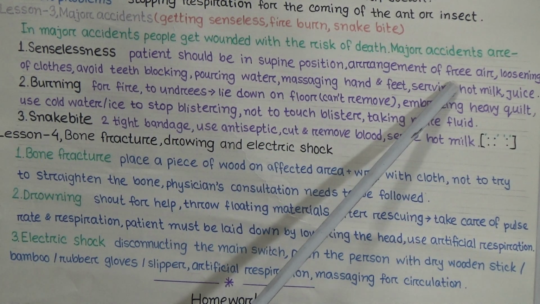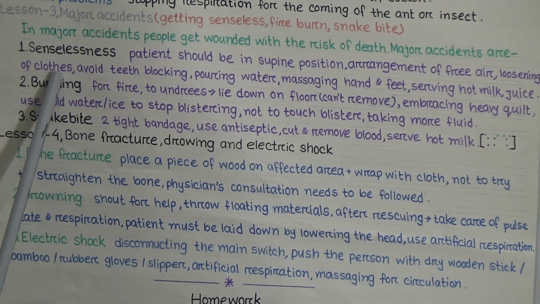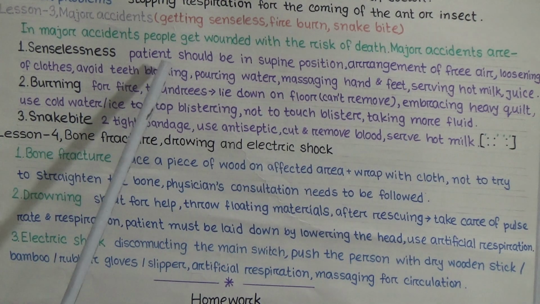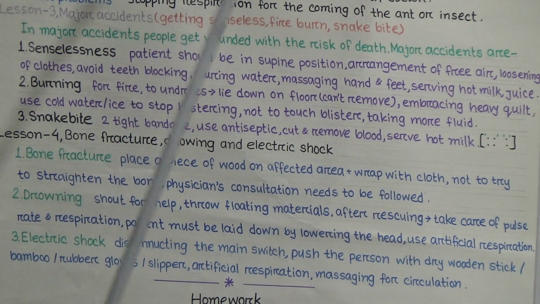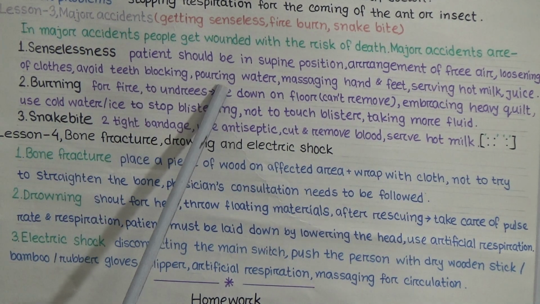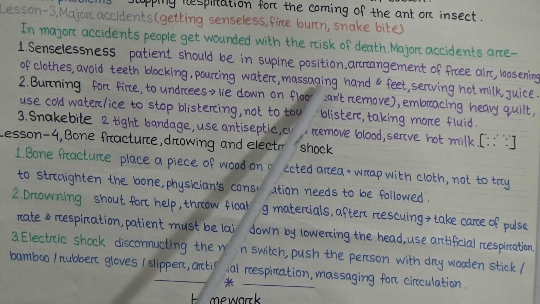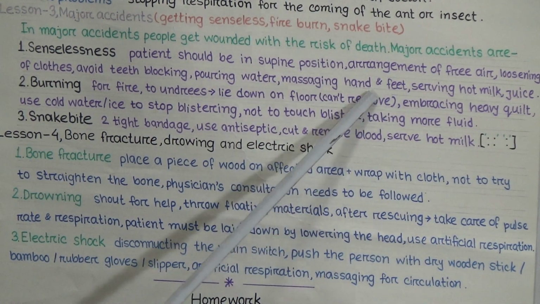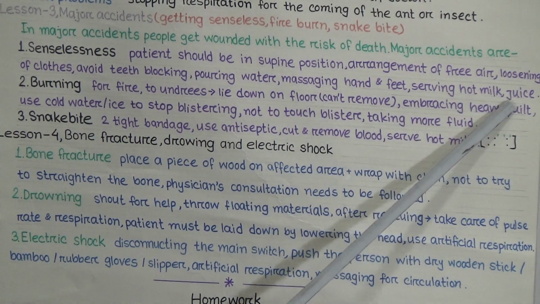No crowd around the patient. Then loosen the clothes. We have to loosen the clothes of the patient. Then avoid teeth blocking. We have to take care that the patient can't be in a teeth blocking situation. And we can pour water in the mouth or on the body of the senseless patient. Then we can massage the hands and feet of that person. And when he regains his senses, we have to serve milk, water and juice.